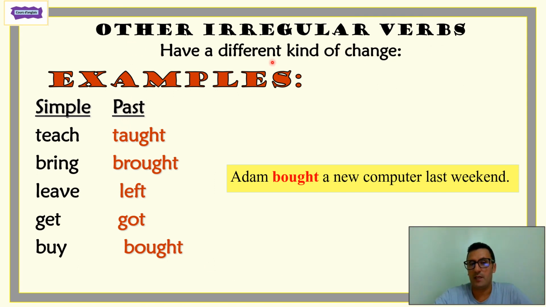Other irregular verbs have a different kind of change. Example. Simple past. Teach devient taught. Bring, brought. Leave, quitter. Left, get, got, buy, bought. Teach, enseigner, bien apprendre. Bring, apporter. Leave, quitter. Get, obtenir. Buy, acheter. Par exemple, on dit Adam bought a new computer last weekend.